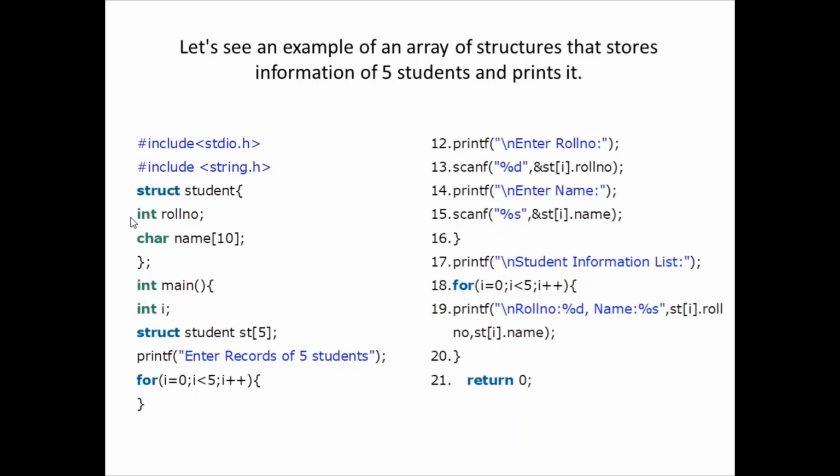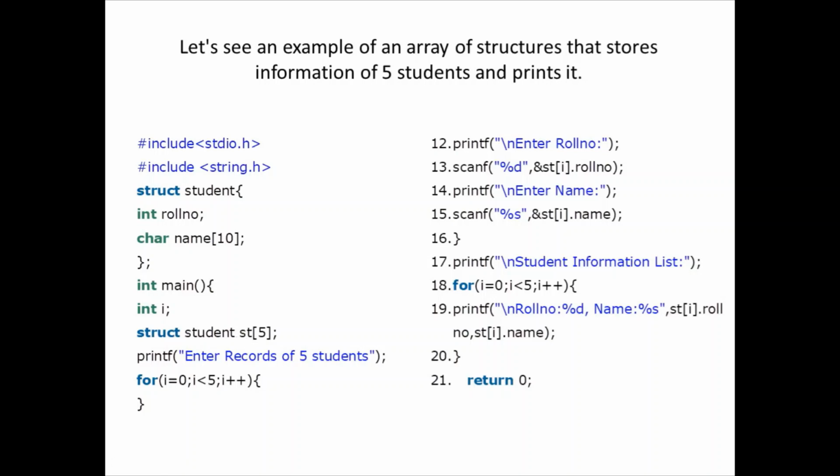And what are its members? Roll number and name. Roll number as integer data type, name as a character array. We have to specify just 10 bytes. Now I'm going to create a student type array. What is the name of the array? Here I'm going to take the name of the array as st.